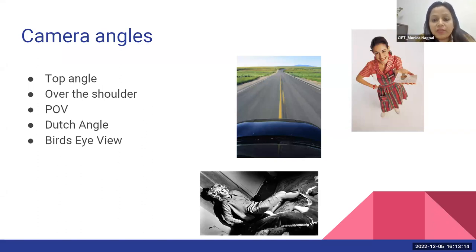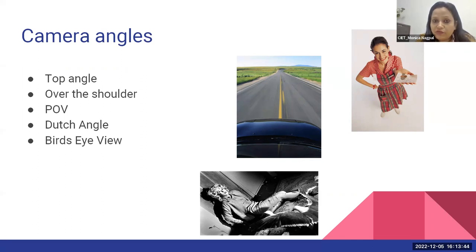Then there is the over the shoulder shot, which is right now not here. Over the shoulder shot is used in interviews. For example, right now I'm sitting and speaking and somebody sitting across the table from me wants to take a shot. He will take a shot from here. Only my shoulder would be visible and that person's face would be visible. This is the over the shoulder shot. That means I am also slightly visible, but the main person in focus is somebody else.